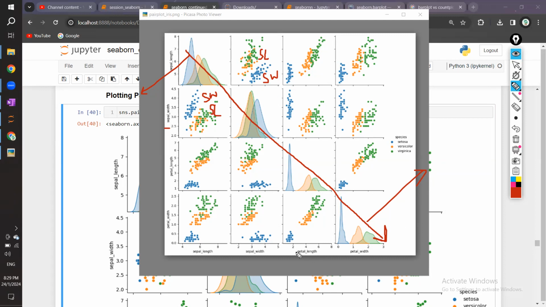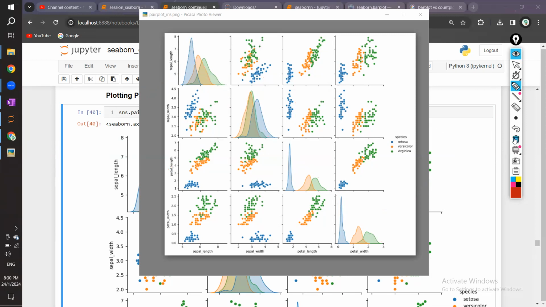So if you see, this is petal length and sepal width, and again over here, this is petal length and sepal width. This is also the same. So the graph above this one and below will be the same.